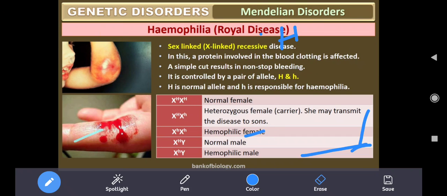Listen carefully. Hemophilia is also called a royal disease. Why is it called a royal disease? Let me tell you a little later. It is a sex-linked or X-linked recessive disease. In this, a protein involved in blood clotting is affected.